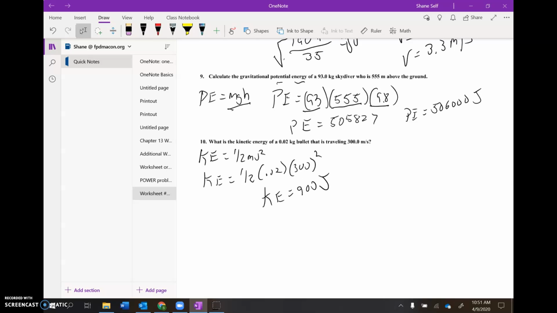Number 10, straight problem, easy. What is the kinetic energy? Kinetic energy is 1/2 mv squared. All we have to do is just plug them in. 1/2 times our mass, it's a 0.2 kilogram bullet. There's our mass, 300 meters per second. There's our velocity, and we square it. So square your velocity, so it's going to be like 90,000 times 0.2 divided by 2. When you do this calculation, you get kinetic energy is 900 joules, and that is already in significant digits.